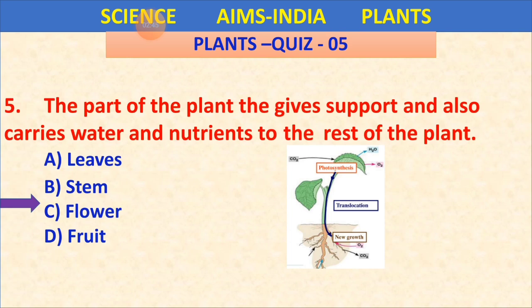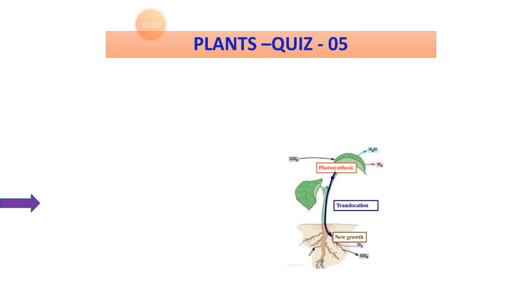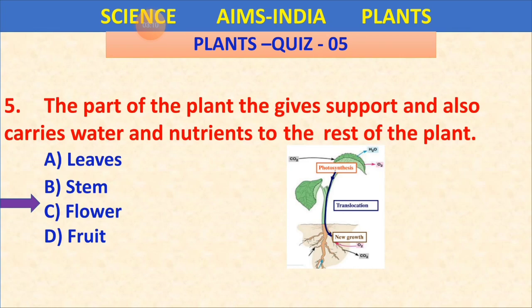The part of the plant that gives support and also carries water and nutrients to the rest of the plant. Very easy for you. It is the stem. What does the stem do? It gives support. It makes the plant stand, and it also carries water and nutrients to the rest of the plant. It is known as the stem.